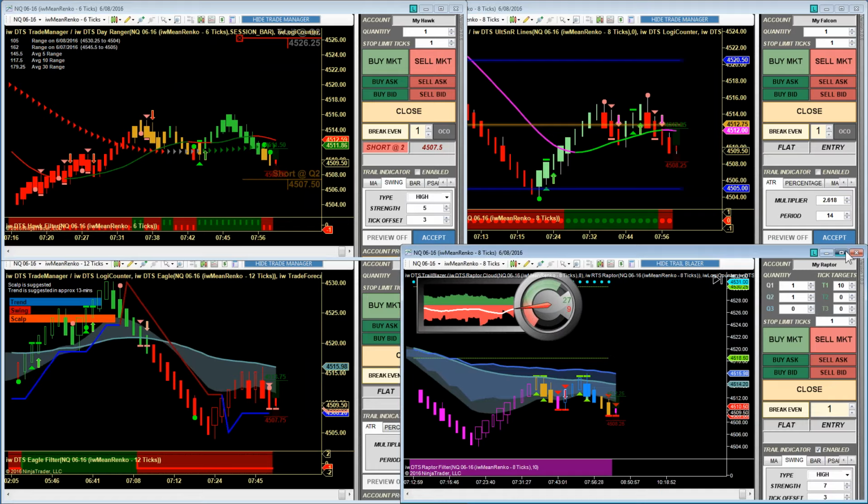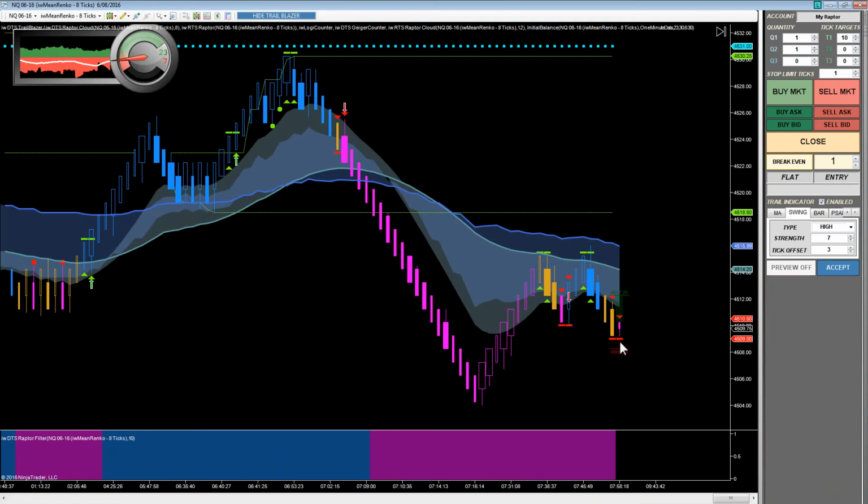There's the sell signal on the Raptor. All right. So you can either enter with the sell market button, or you can right click and you can short it that way as well. And these orders, again, will be live the moment you put them on your chart.